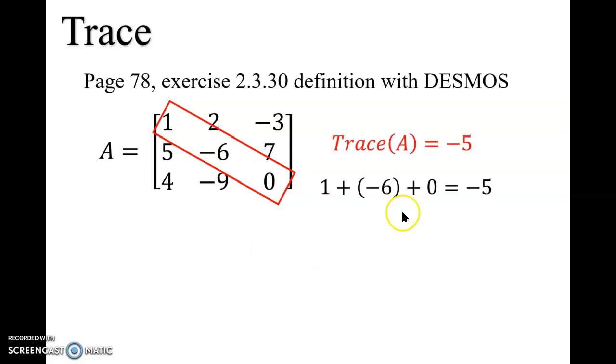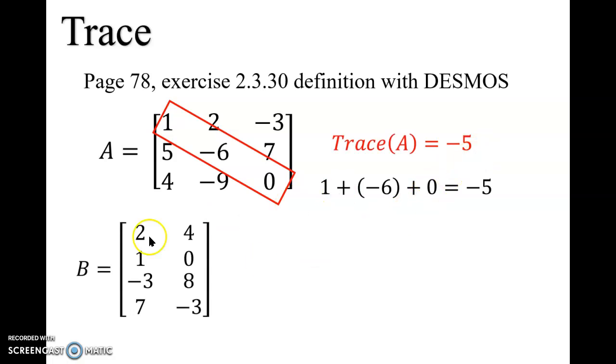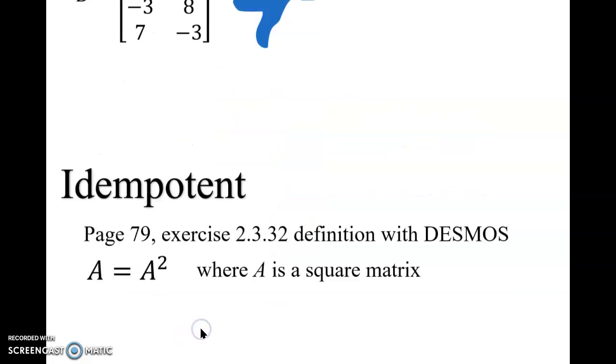So if I come back to the slideshow, and let's say I have this matrix, it won't work. I can't find a trace because which diagonal do I use?